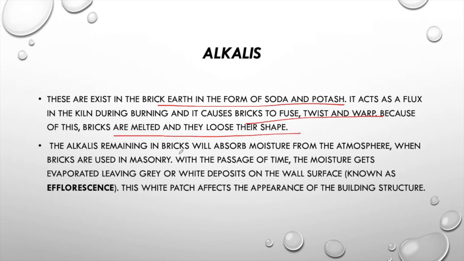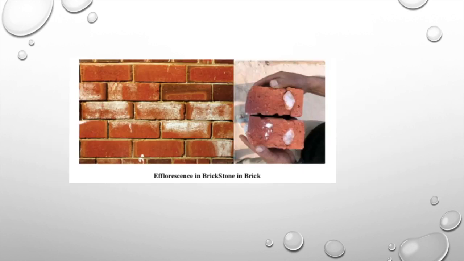When the bricks absorb the moisture, then we can see a process of efflorescence. Efflorescence can be seen here. These are the white patches. When the bricks absorb the moisture, then these alkalis come to the surface and form white patches on the surface, which is called efflorescence because of the presence of the alkalis.